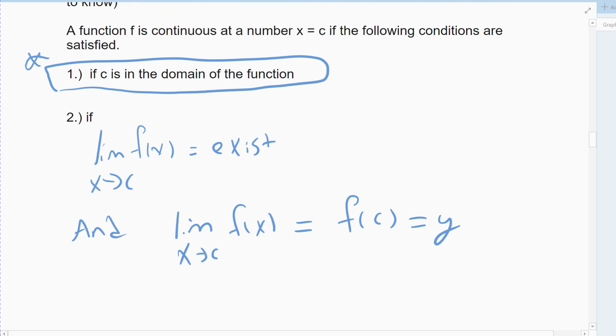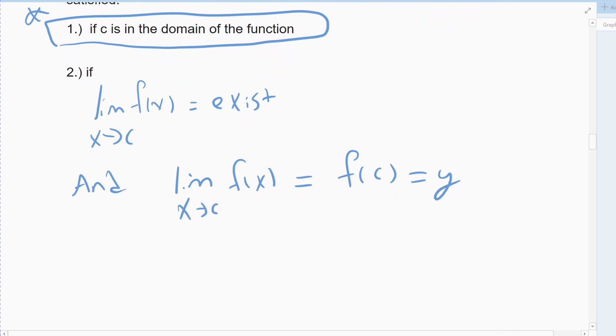But there are some occasions where you've got holes in the function where you've removed a point, and that's the case.